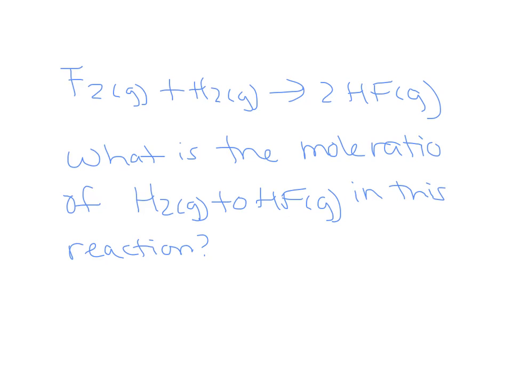In this example, they're asking us what's the mole ratio of H to HF. So you find H in the equation. There's no number there, so remember when there's no number, we just assume that it's 1. To HF, there are 2 of them, so the mole ratio would be 1 to 2.